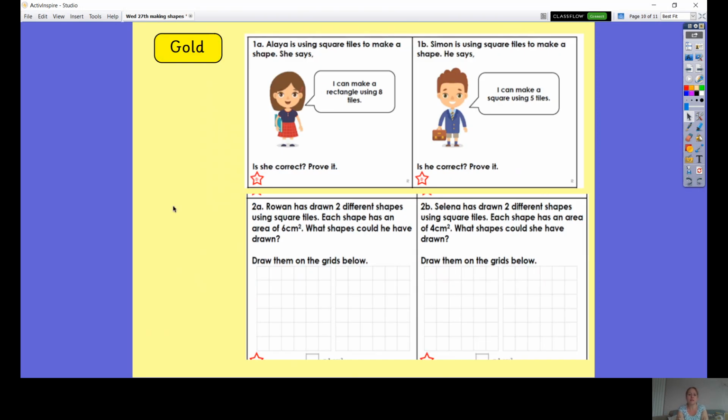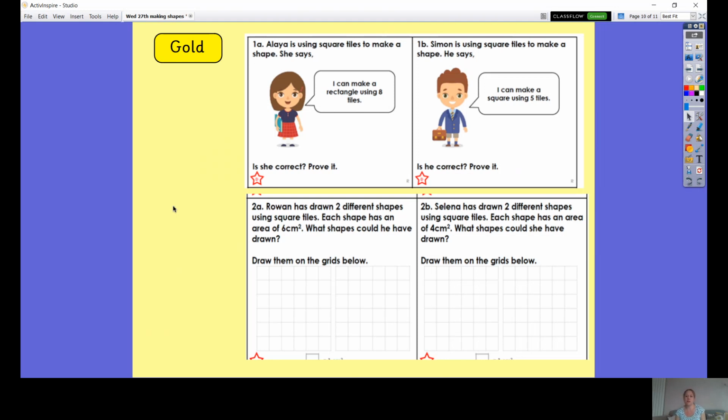Alea is using square tiles to make a shape. She says, I can make a rectangle using 8 tiles. Is she correct? Prove it. So if you think she's correct, draw a rectangle using 8 tiles, and that is you proving it, okay? You've proved it if you can draw one and it's got 8 tiles.